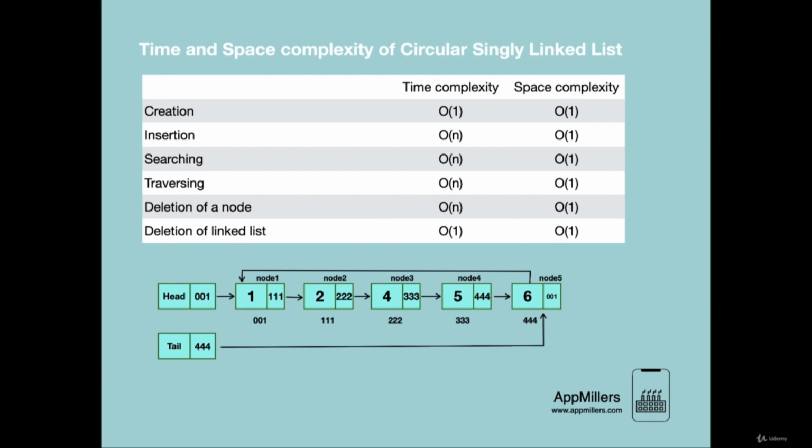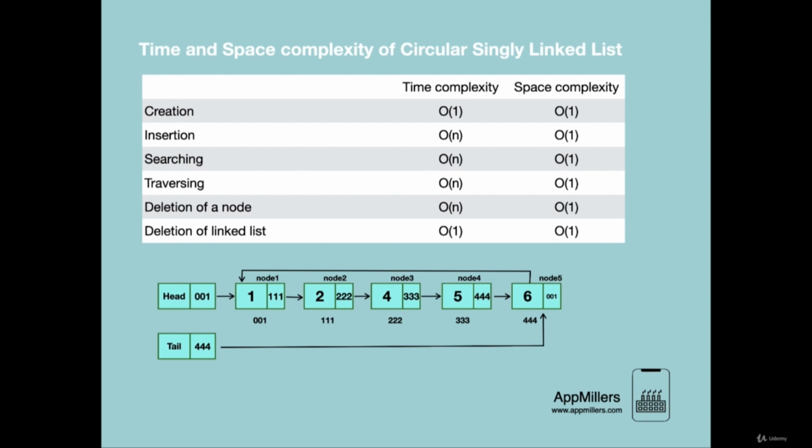The creation of circular single linked list takes O(1) time complexity because here we're just creating references between head and node 1, node 1 to itself, and node 1 to tail. The space complexity here is also O(1) because we are just creating one node, and creation of one node takes O(1) space complexity.